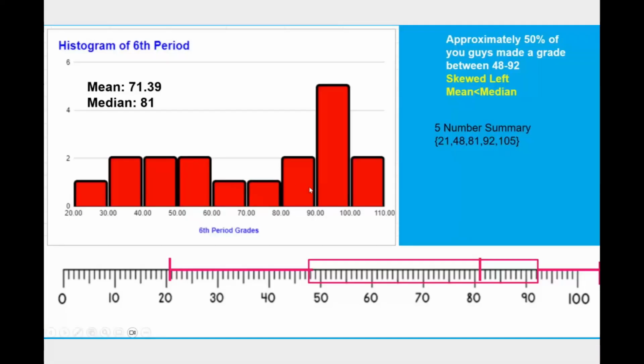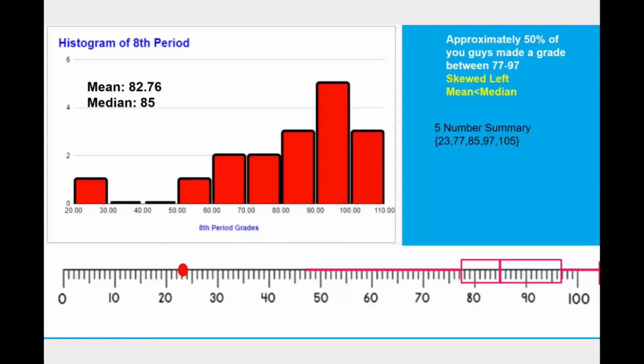This was my sixth period class, so look at how spread out this data is, and look at where most of the IQR is. Yes, I did have a high grade of 105, but I think this was a couple years ago, and my sixth period was just knuckleheads, so to speak.